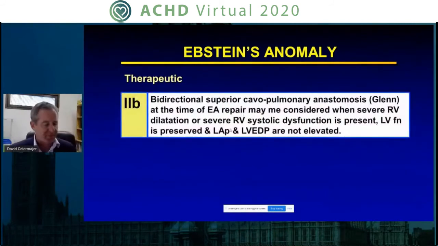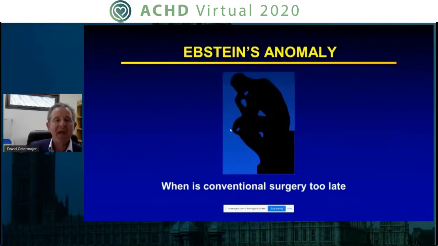Now, what about the recommendations for Glenn shunts? Here you can see a 2B recommendation that a bidirectional SVC anastomosis is done at the time when there's severe RV dilatation or dysfunction, when LV function is preserved, of course, just like in a Fontan circulation, and when the LAP and the LVEDP are not elevated. And of course, that's information that can be gleaned from cardiac catheterization.